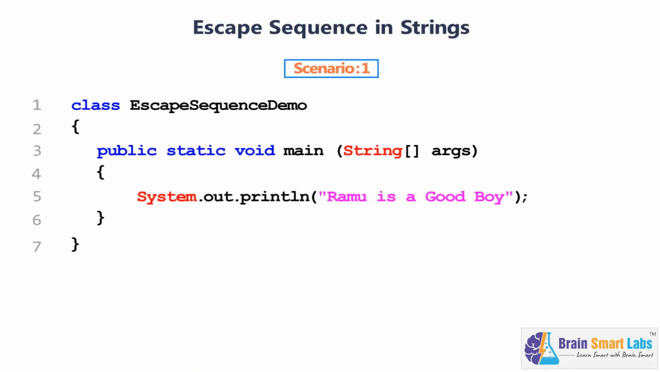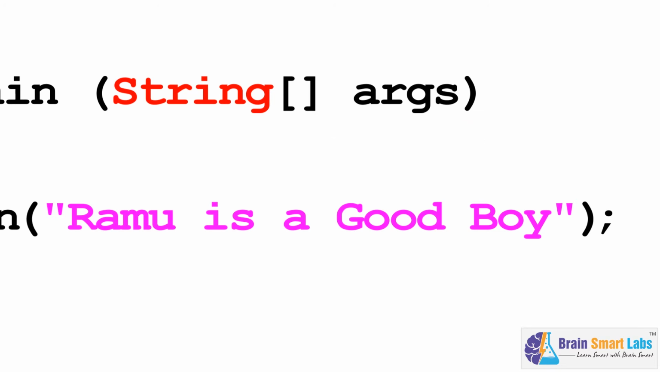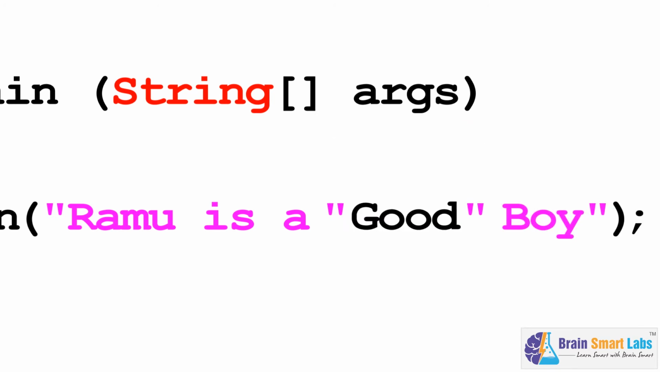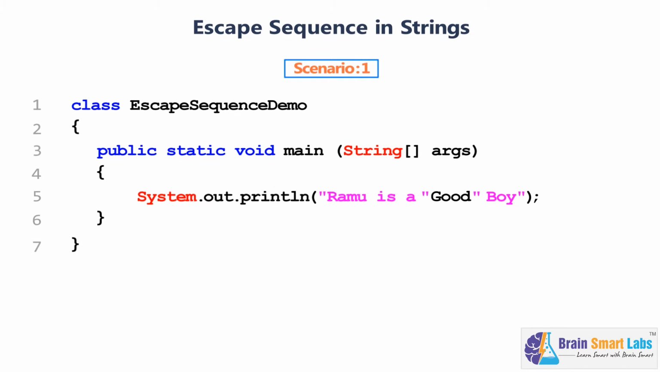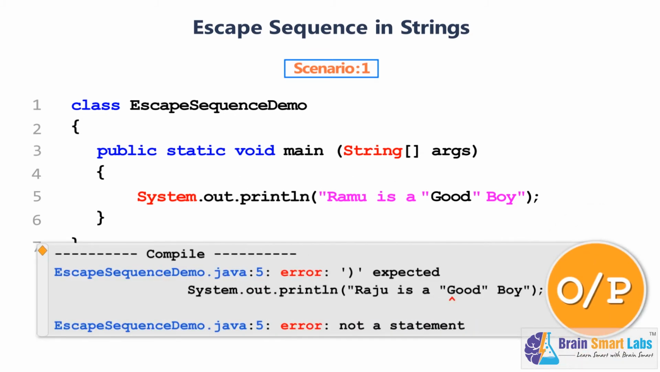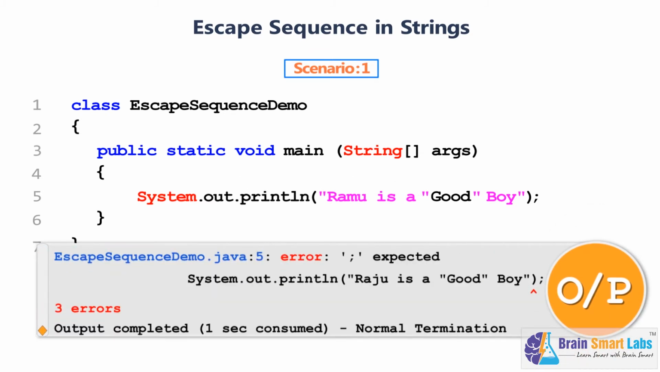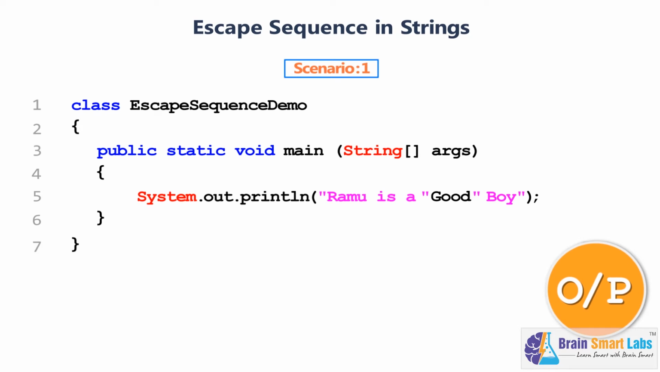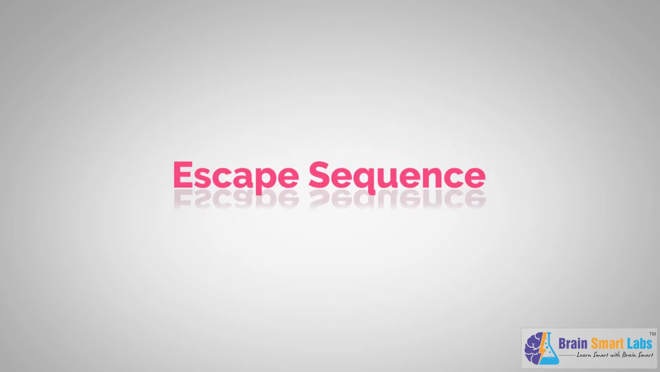In this demo program, all I have is a print statement which says Ramu is a good boy. Now if I want to add double quotes to the word good and then try to print the statement, we will get a series of compilation errors as seen below. The main reason for the error is the confusion created as there are multiple double quotes in a single statement. The only way now to print the statement with double quotes is by using something called an escape sequence.